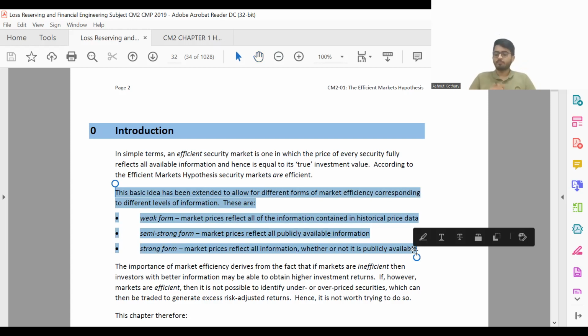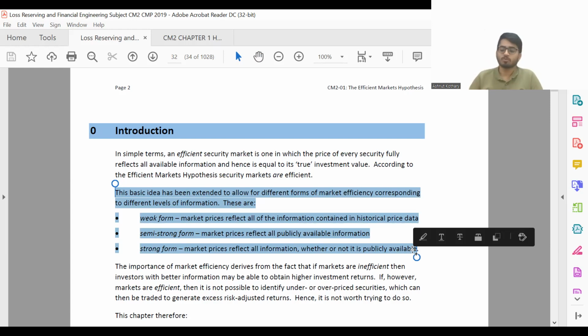So to give you an idea, what does weak form mean? Weak form means that whatever the prices of the security are, they are incorporating all past information. Alternatively, market prices reflect all of the information contained in historical price data. What exactly do we mean by this? We would be looking at it shortly. Then what we have is the semi-strong form. Market prices reflect all publicly available information. And finally, what we have is the strong form, which is nothing but market prices reflecting all information, whether or not it is publicly available.